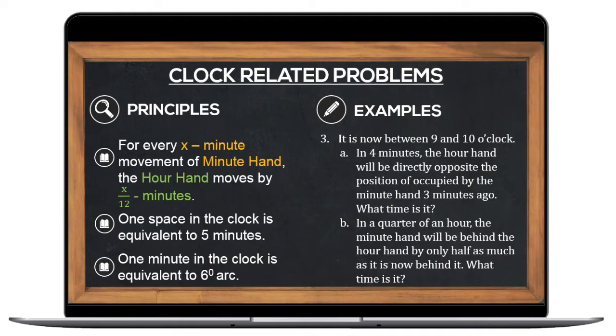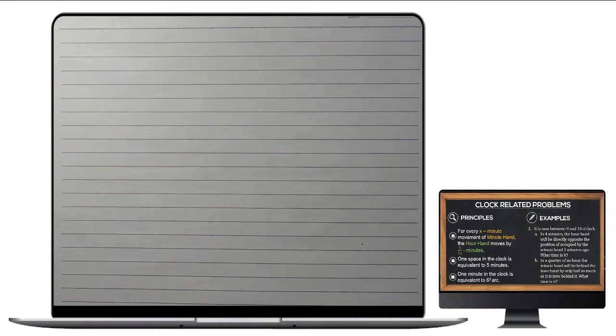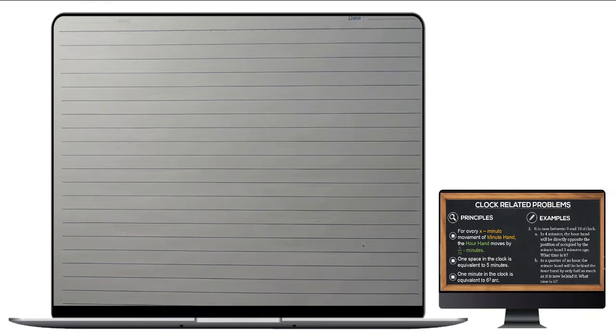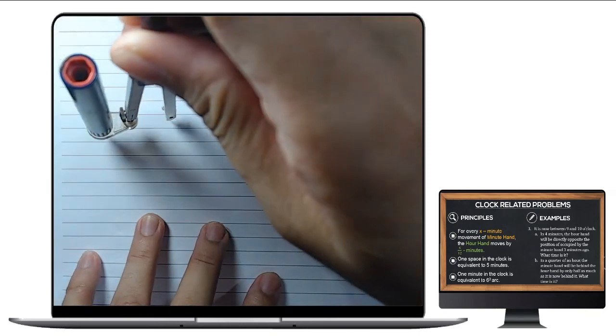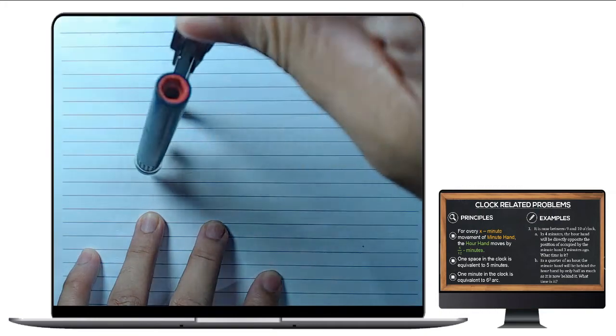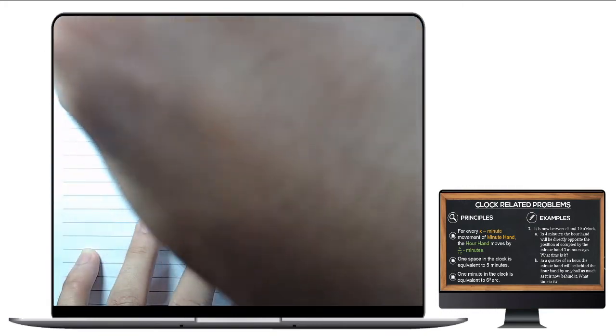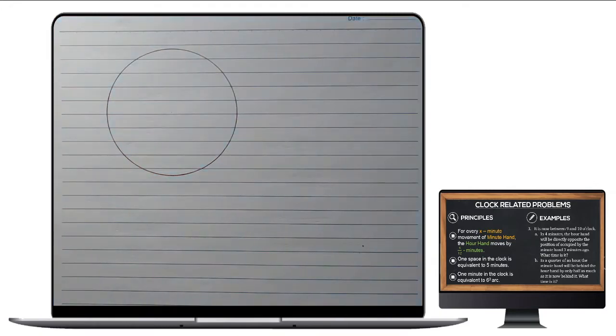So, try muna natin yung unahan. Okay. So, gawa muna tayo ng clock. So, by this time, we need to draw the sketch na. Okay. Gawa muna tayo ng clock.